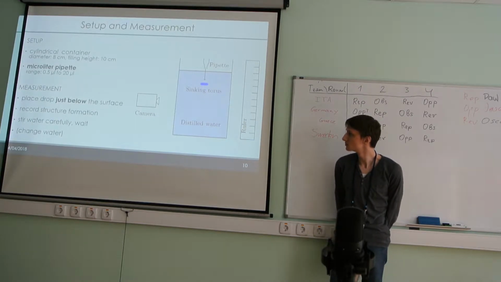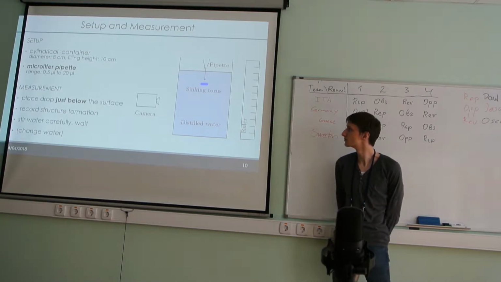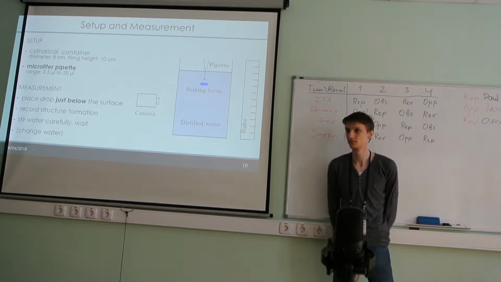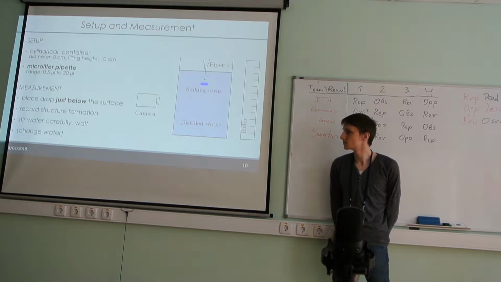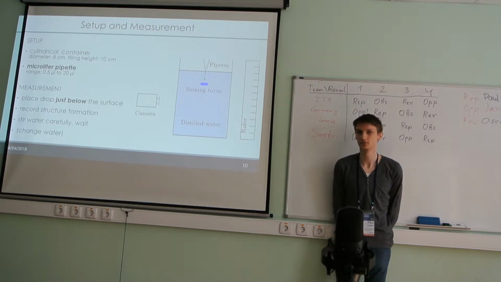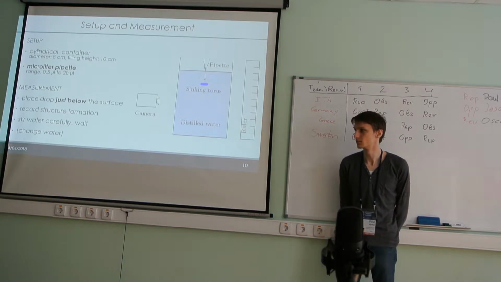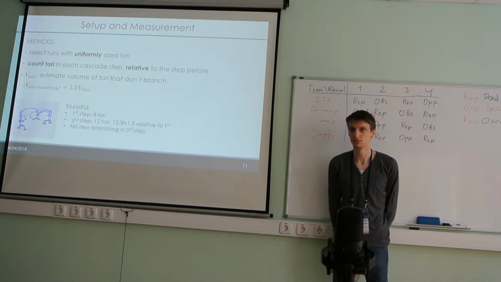So I'd like to introduce our setup. We used a cylindrical container with distilled water, 8 centimeters in diameter, and to control the droplet size we used a microliter pipette. We placed the drop just below the surface, then filmed the whole process, and in the end we stirred the water and waited until it was calm again. We changed the water so often that the ink concentration in the water stays below 0.01%, so we can always assume that the water is clear.